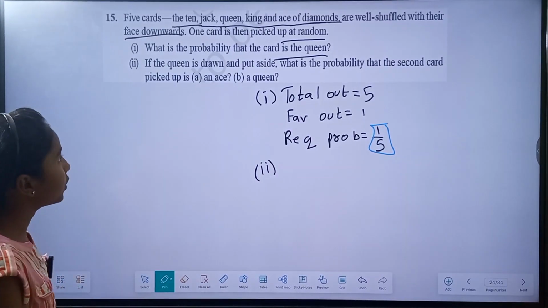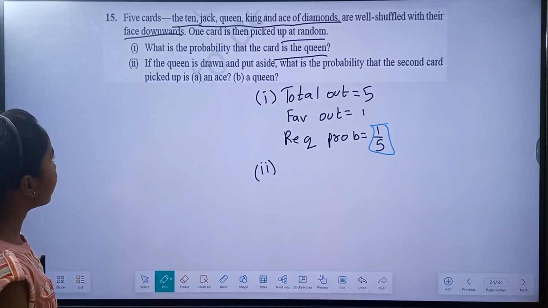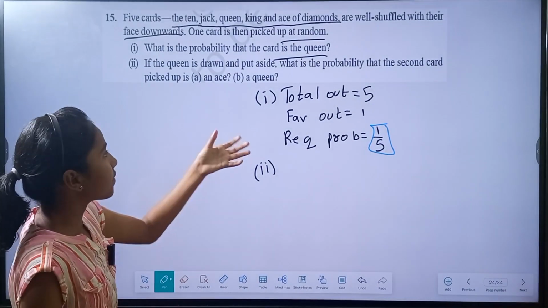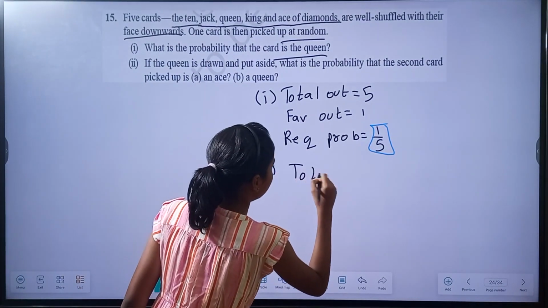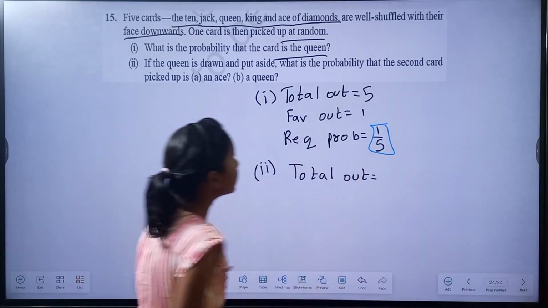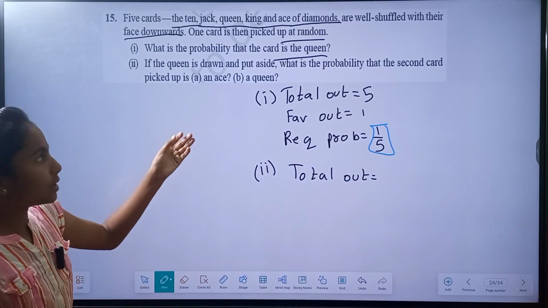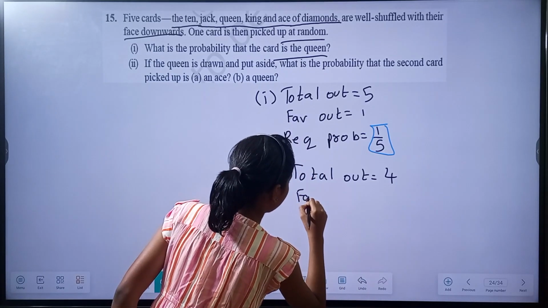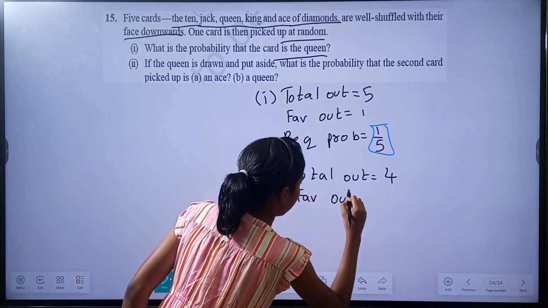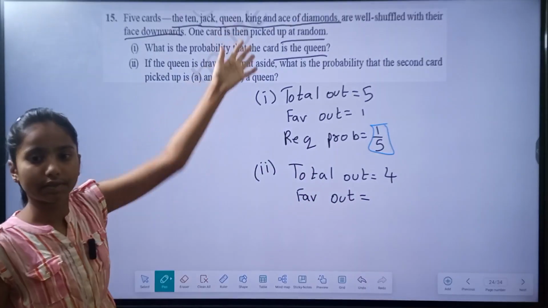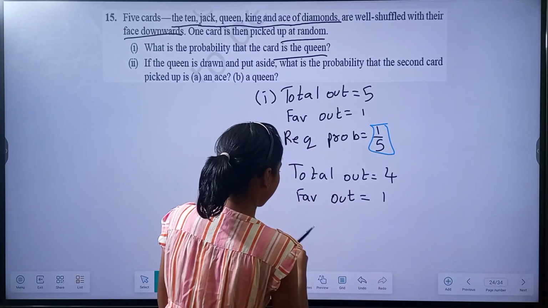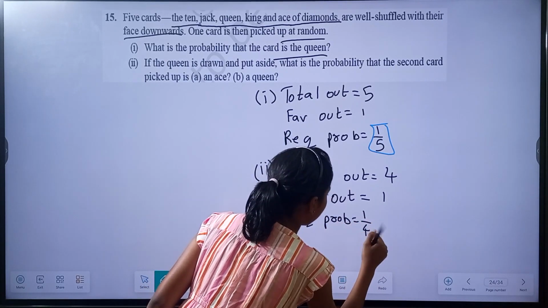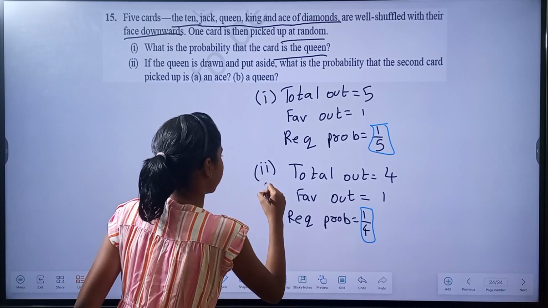If the queen is drawn and put aside, what is the probability that the second card picked up is an ace? First, it is an ace. They are saying that the queen is drawn and put aside, which means now there are only 4 cards. So the total outcomes is 4. The favorable outcome is taking out an ace, and we have only one ace in our list, so one way. The required probability is equal to 1 by 4. This is the A part.